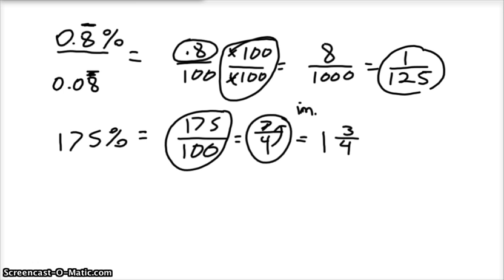All right, now let's look at the opposite. What if they give us a fraction and we want to write it as a percent? So we have 1/4. The first thing is you can just memorize it. Think of a quarter. Well, a quarter is 25 cents, so we know that's 25%.